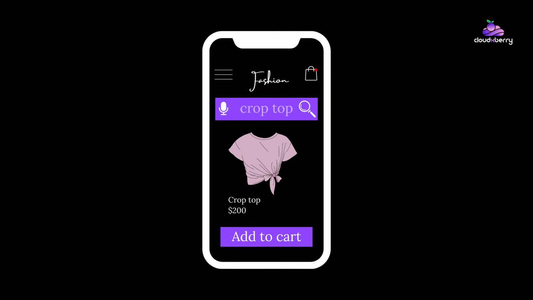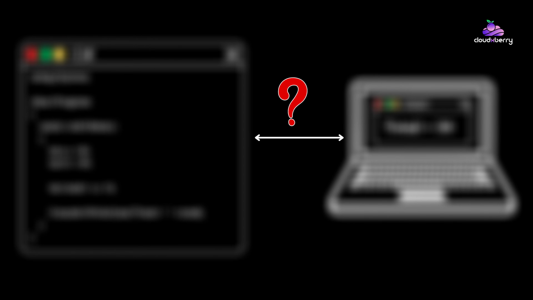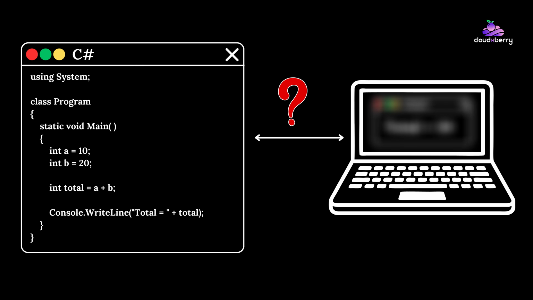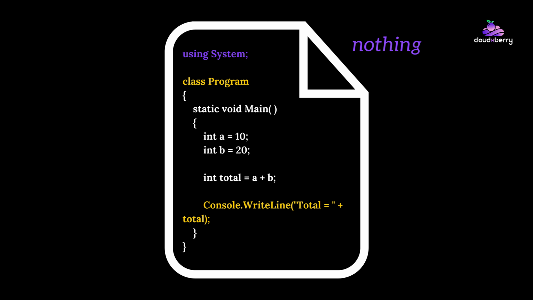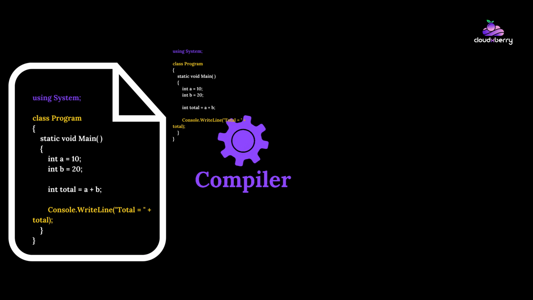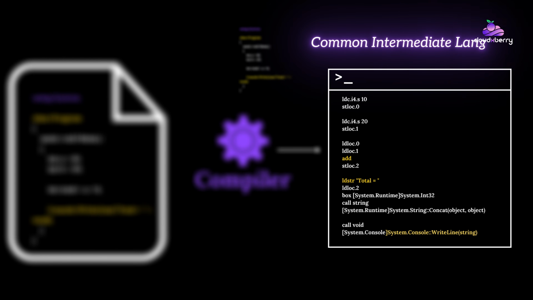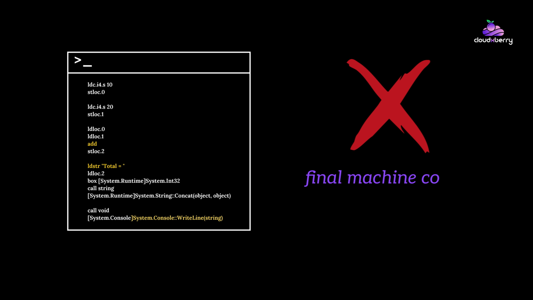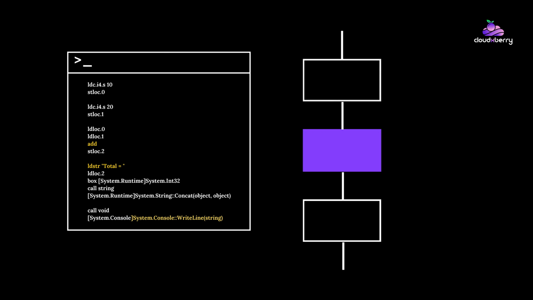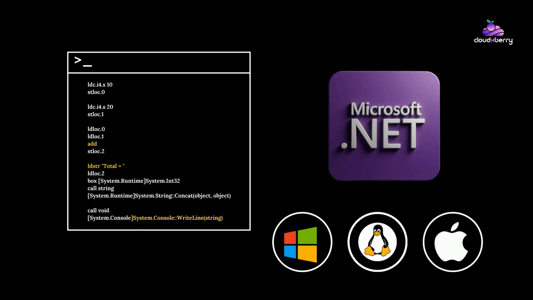So, now that you know the difference between compile time and runtime, let's look at what actually happens between writing C# and your program doing something on screen. You write your code. Just text in a file, nothing special yet. Then the compiler takes that code and converts it into something called CIL, Common Intermediate Language. Now this is important. CIL is not the final machine code that your computer runs. It's more like a middle step, a format that .NET can understand no matter what operating system you're using.